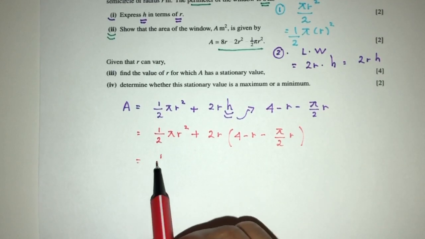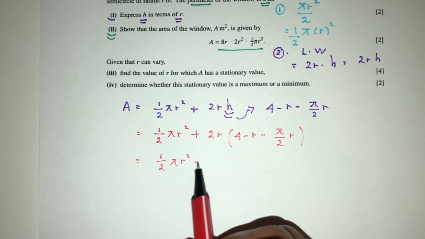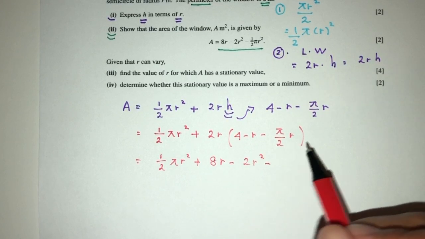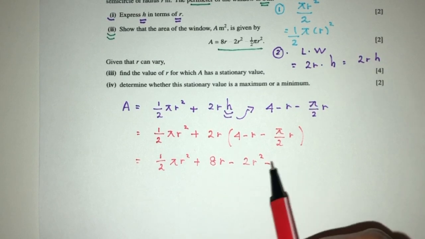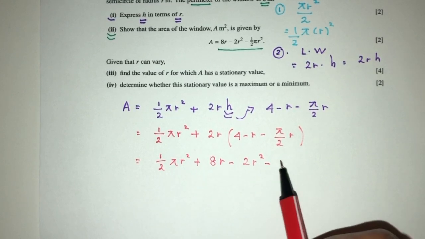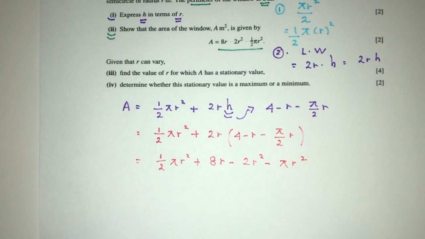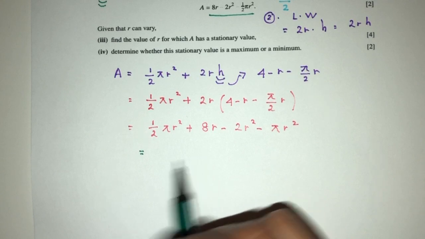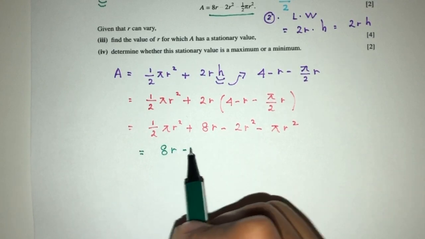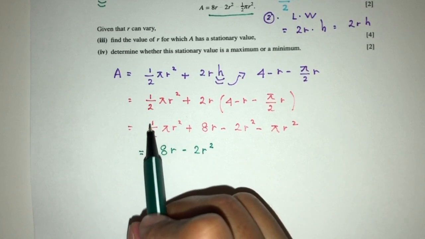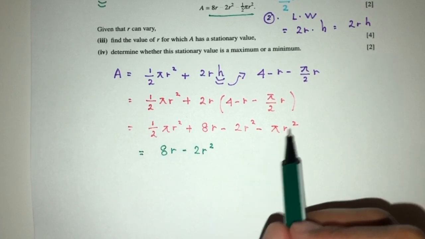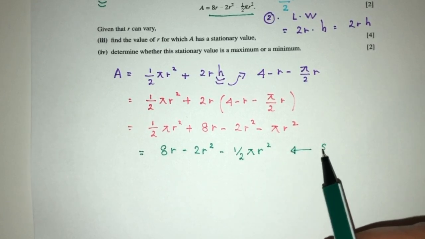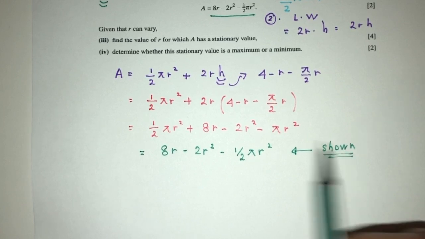Now let's see, what do we get? Half pi r squared plus 8r minus 2r squared minus, here you will have minus, this will be cancelled out, you have pi r squared. Now what else? So let's see, what else can we do here? So we have 8r minus 2r squared, and here we have plus half pi r squared minus pi r squared. That should be minus half pi r squared. And this is shown as required for question part 2.